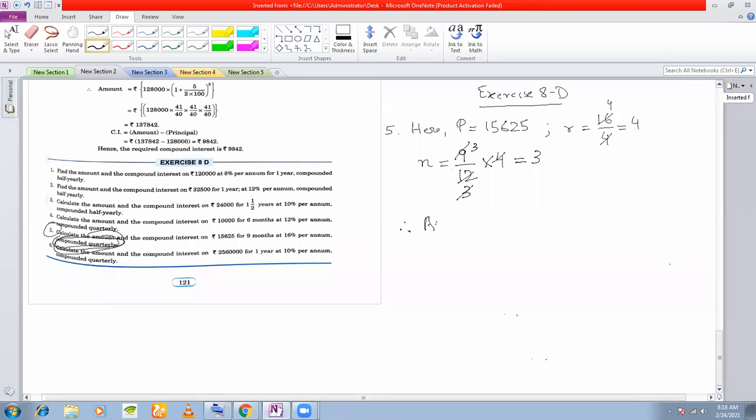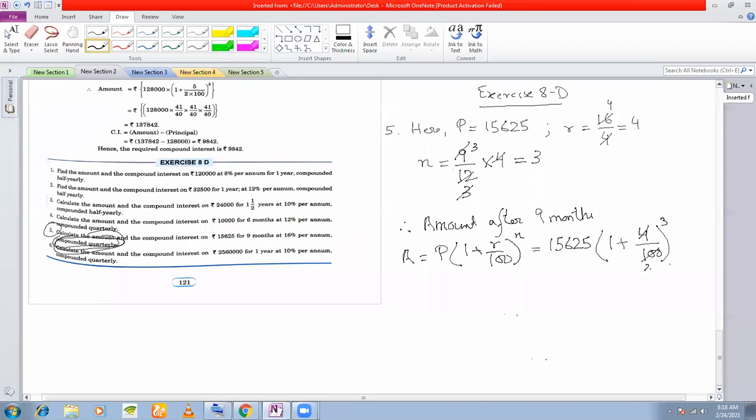So therefore, amount after 9 months: A is equal to, write the formula, P into 1 plus R by 100 whole to the power of n. Principal here is 15,625. 1 plus R here we have found to be 4 by 100, and time here is 3. So 4 and 100 they cancel, 25 times. So you get 15,625 into 1 plus 1 by 25 whole cube.